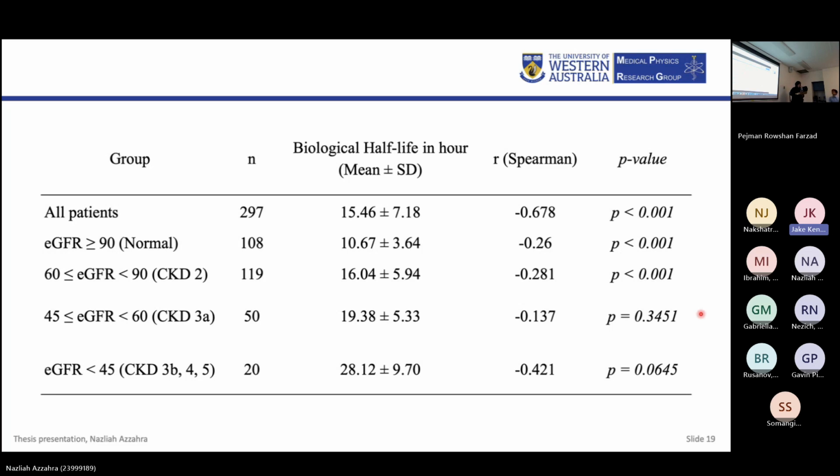My assumption here is that for the third group, 45 to 60, the kidney function may be too damaged or too impaired, so we cannot predict how the kidney will behave. And for the lowest group, their sample size was too small to draw any reliable conclusion.